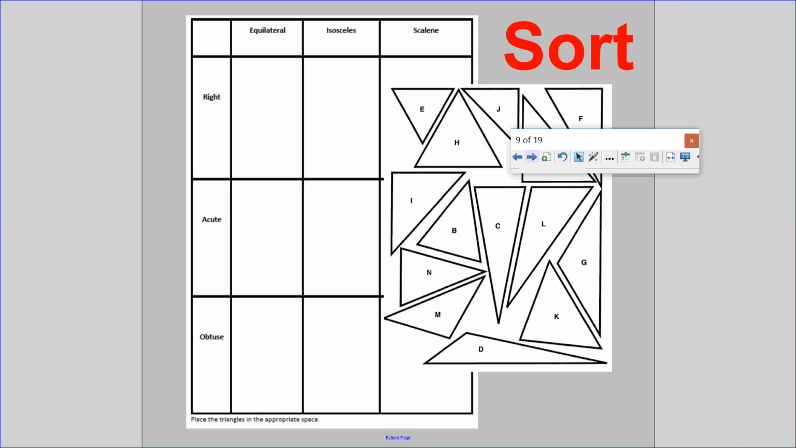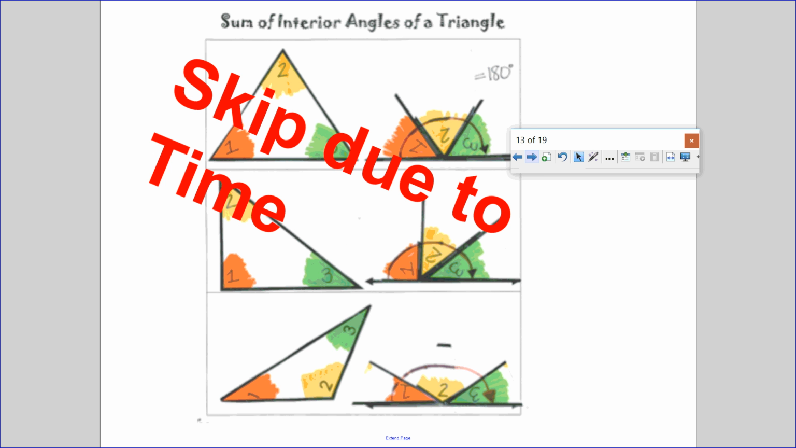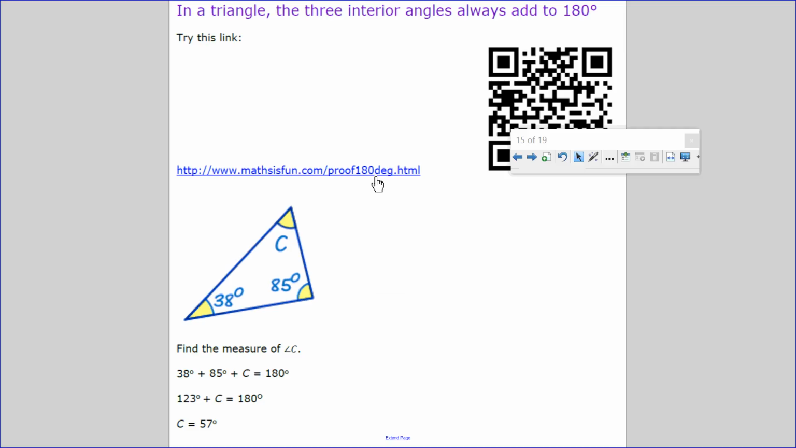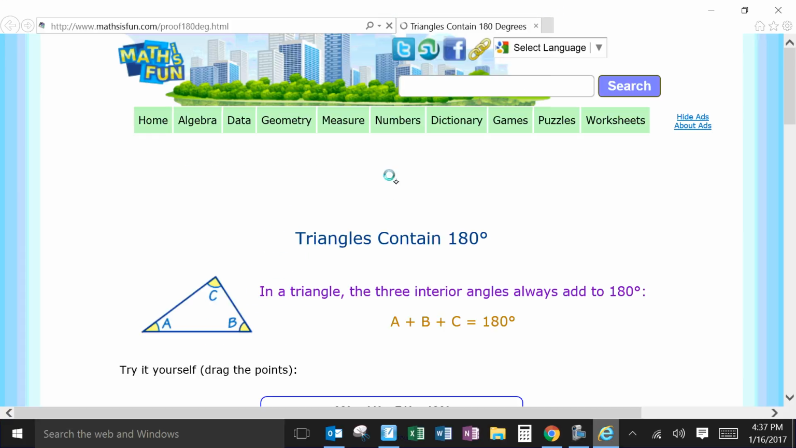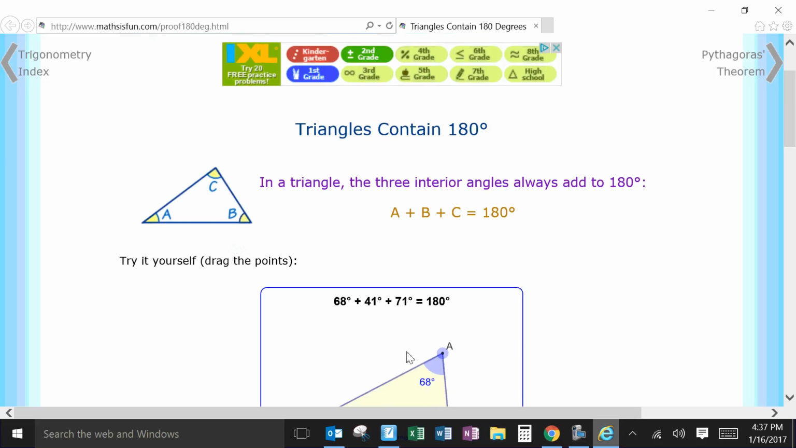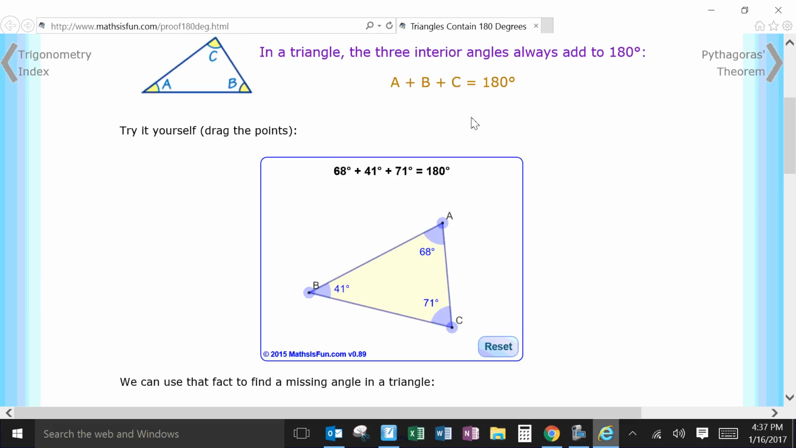All right, so in another activity, you'll be given all these triangles and you will sort them yourself. The last thing we're going to be doing is a triangle activity. You're going to be going to this website, and on this website, you're going to be telling me what you notice from this one. You will notice that no matter what, if you add the 3 interior angles of a triangle, it will always add up to 180. Woo!